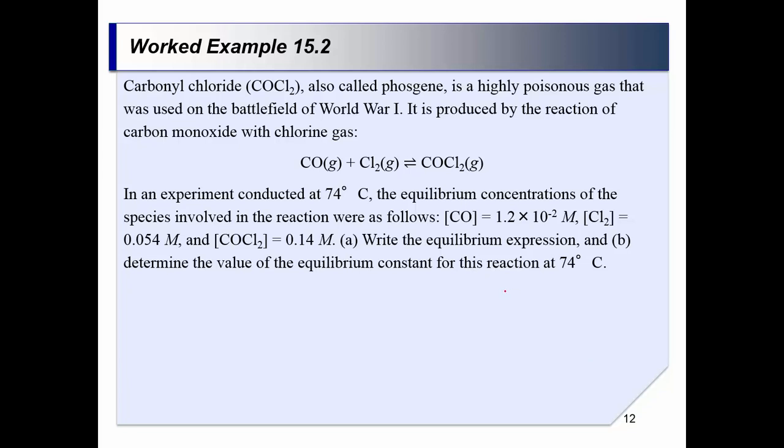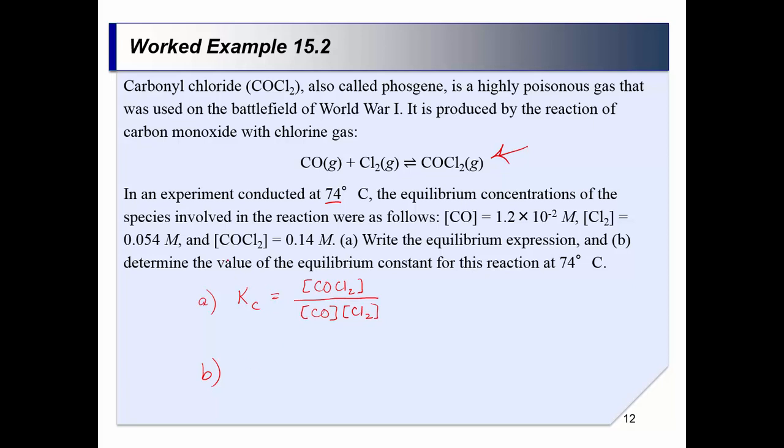So if we have carbonyl chloride, which is also called phosgene, and it's a highly poisonous gas, and it's produced by this reaction. In an experiment conducted at 74 degrees Celsius, the equilibrium concentrations are given here. We need to A, write the equilibrium expression, and B, determine the value of the equilibrium constant. So the equilibrium expression is going to be the concentration of the product divided by the product of the concentration of the reactants. Too many products and reactants. So this is your equilibrium expression.